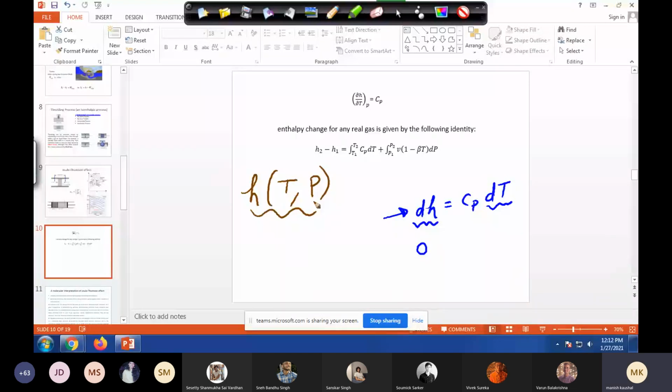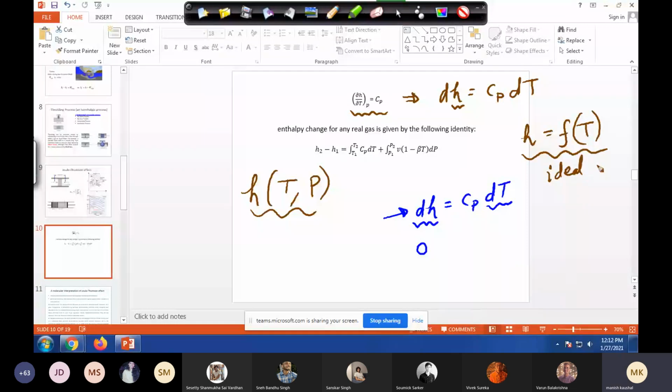And the correct definition of Cp is this: dou H by dou T at constant P is Cp. Okay, now you can only write dH equals Cp dT if H is only a function of T. That is only true for an ideal gas. You can check. That is only true for an ideal gas, that H is only a function of temperature.